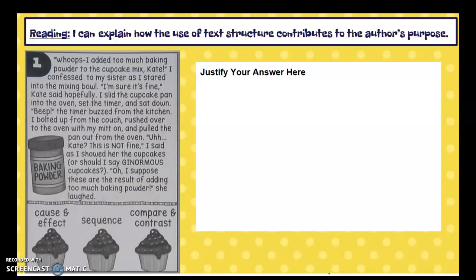So it says, "Whoops, I added too much baking powder to the cupcake mix, Kate," I confessed to my sister as I stared into the mixing bowl. "I'm sure it's fine," Kate said, hopefully. I slid the cupcake pan into the oven, set the timer, and sat down. Beep! The timer buzzed from the kitchen. I bolted up from the couch, rushed over to the oven with my mitt on, and pulled the pan out from the oven. "Ugh, Kate, this is not fun," I said, as I showed her the cupcakes, or should I say ginormous cupcakes. "Oh, I suppose these are the result of adding too much baking powder," she laughed.